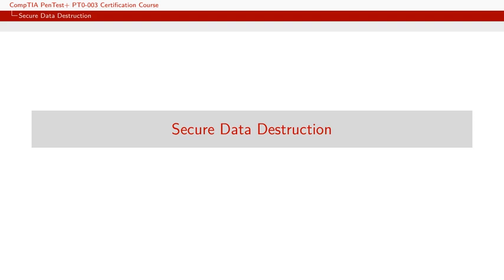This process not only helps in mitigating potential data breaches, but also ensures that organizations comply with relevant privacy regulations and policies. Proper techniques need to be employed to guarantee that data cannot be reconstructed or accessed by unauthorized entities. Let's delve into why secure data destruction holds such importance and the methods to effectively implement it.